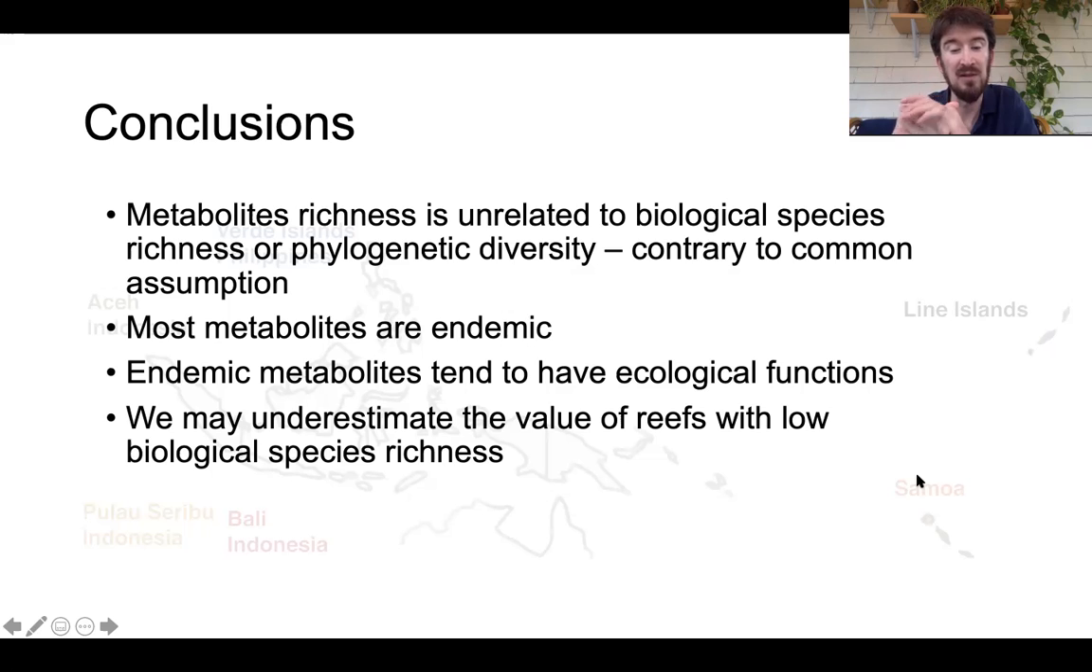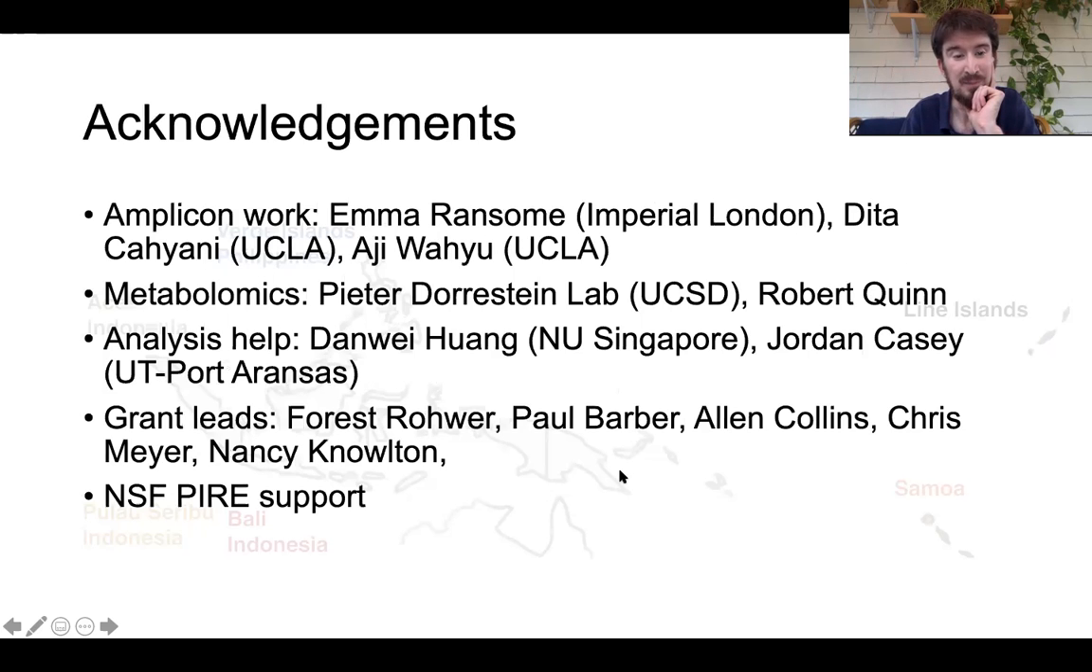But what that doesn't tell you is how much endemicity they have there. And we actually did find that even though they didn't have that many metabolites and they don't have that many biological species, there still was a high level of endemicity, that is uniqueness of their metabolites. And that uniqueness is what's important, right? If we're thinking about screening new molecules for drugs. And so just because they don't have a lot of species or metabolites doesn't necessarily mean their reefs are less valuable. And so that's a really important point here.